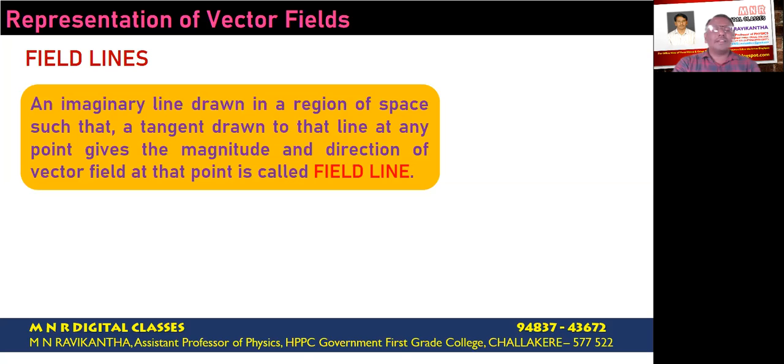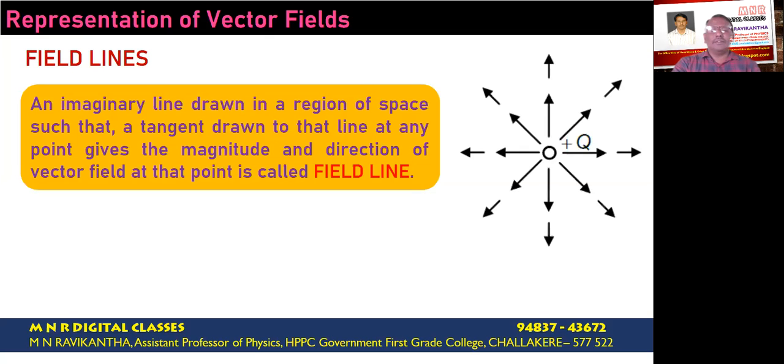Now, with this idea, let us define the term field line. An imaginary line drawn in a region of space such that a tangent drawn to the line at any point gives the magnitude and direction of the vector field at that point is called a field line. Now observe another example. We have a point charge plus q. The field lines due to this point charge are arrows drawn normal to the point charge and directed away from it, since this is a positive charge.